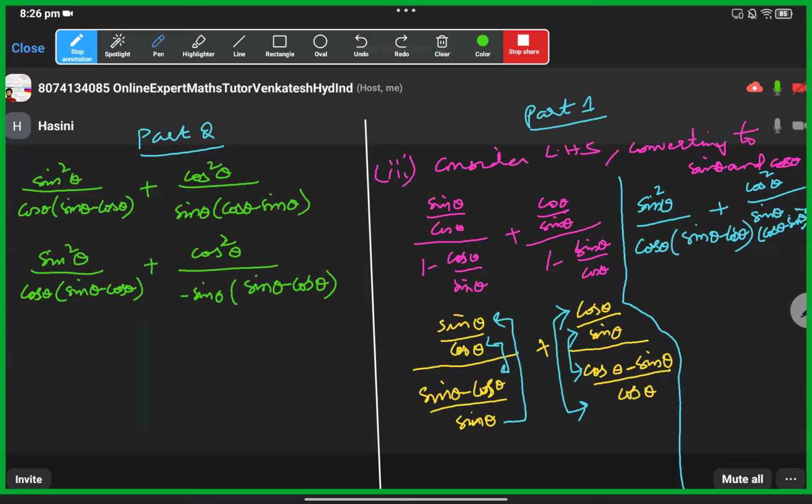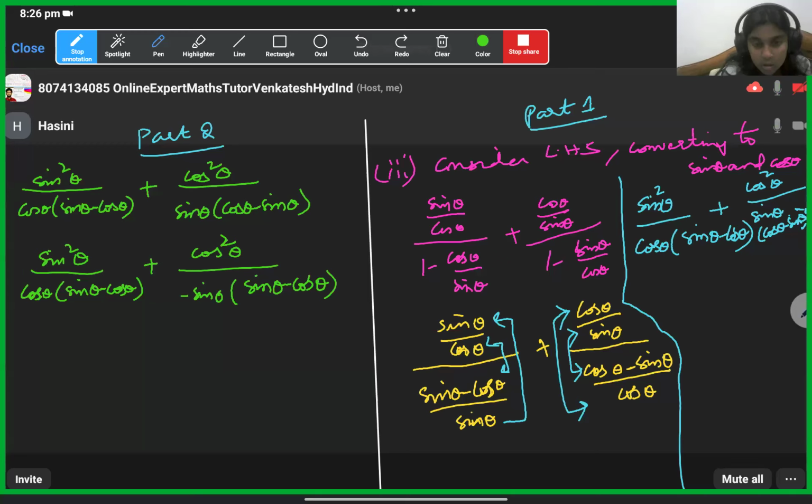And directly I wrote it as sin minus cos, which means a minus b is equal to minus of b minus a, directly like that. Actually I should write it as minus cos theta plus sin theta. When I take minus common, minus cos theta plus sin theta is nothing but sin theta minus cos theta. Yes or no, Hasni?